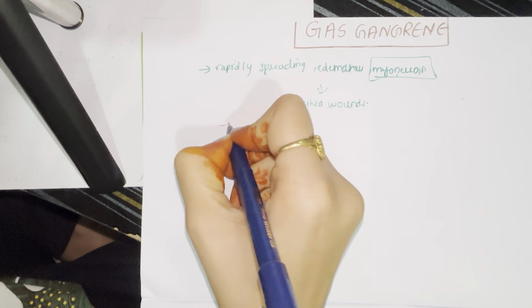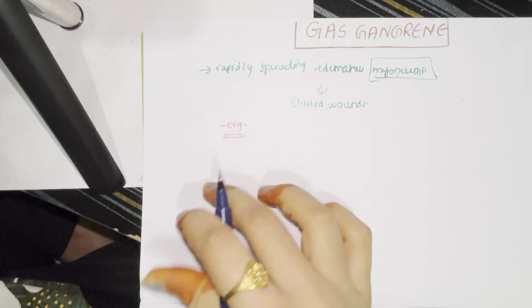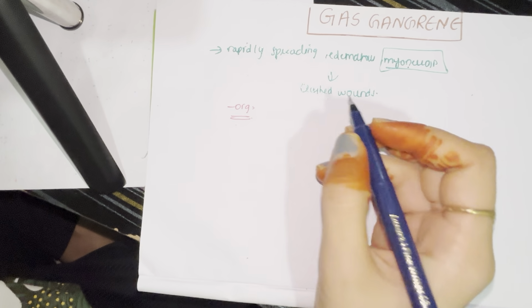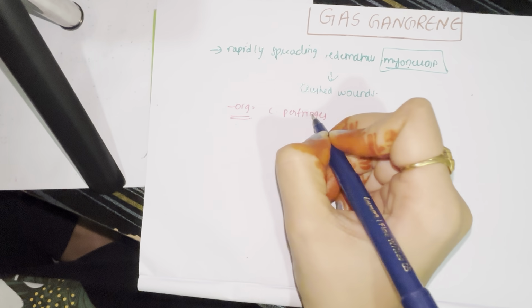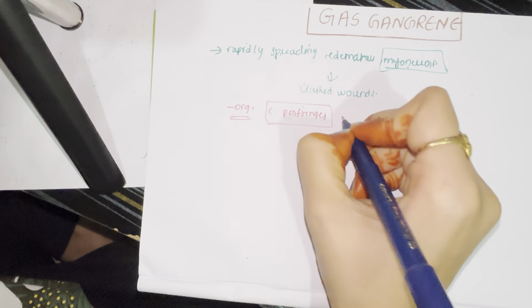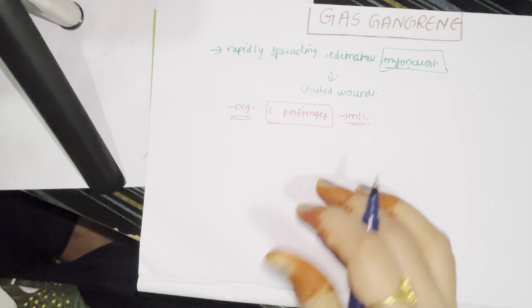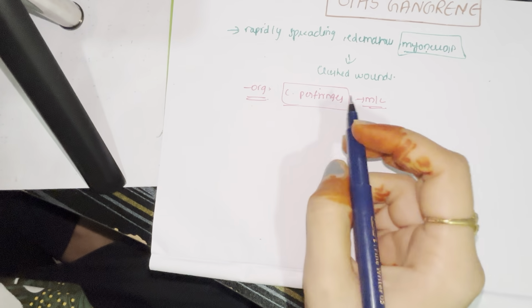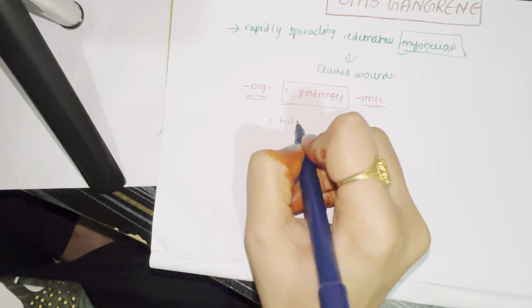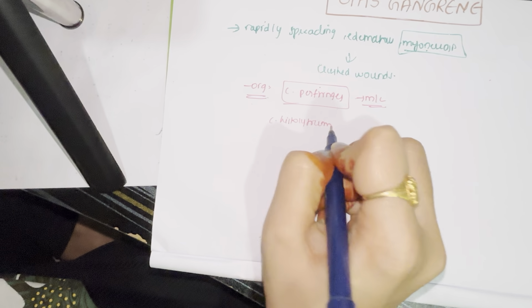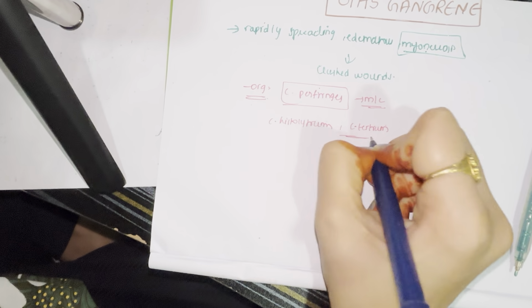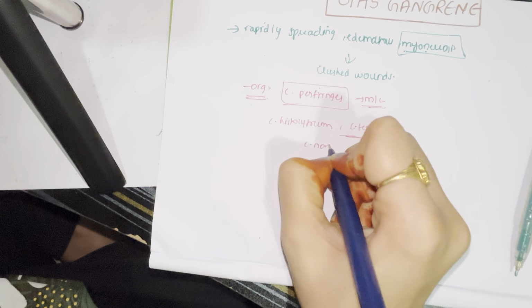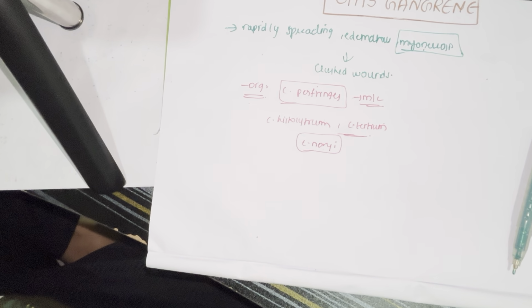Now the organism causing gas gangrene is Clostridium perfringens. This is the most common organism. Other organisms that cause it are Clostridium histolyticum, Clostridium tertium and Clostridium novyi. Remember these three mainly. These are the other organisms that cause gas gangrene.